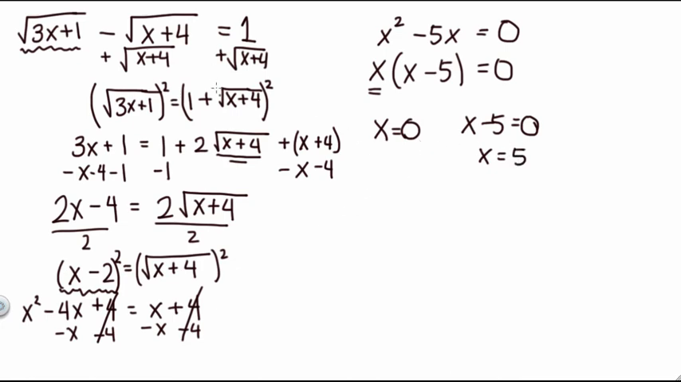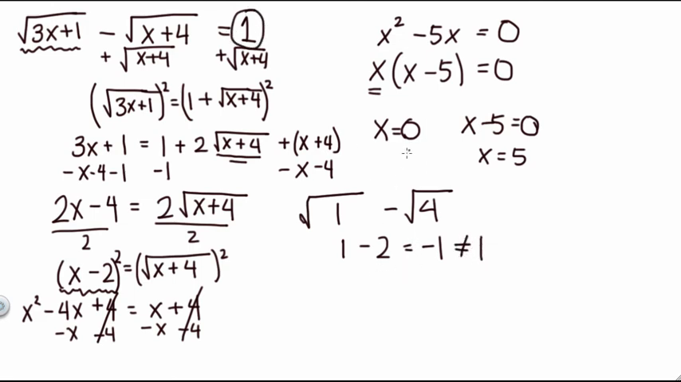But remember, with these types of problems, we have to plug the values into the original equation to make sure that they work. So let's try 0. We get square root of 3 times 0, which is 0, plus 1 is 1, minus square root of 0 plus 4, which is just square root of 4. If we do that, it's 1 minus 2, and we get negative 1. Since we needed 1, it's not equal to 1, so 0 is not one of the solutions we're looking for.